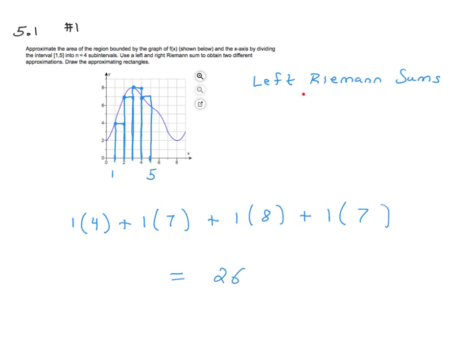So again, this was a left Riemann sum, and all it's telling you to do is use rectangles to figure out or approximate the area under the curve. But you have a choice. You could either use the left endpoint or the right endpoint, and the left just means, okay, use the left side of the interval.